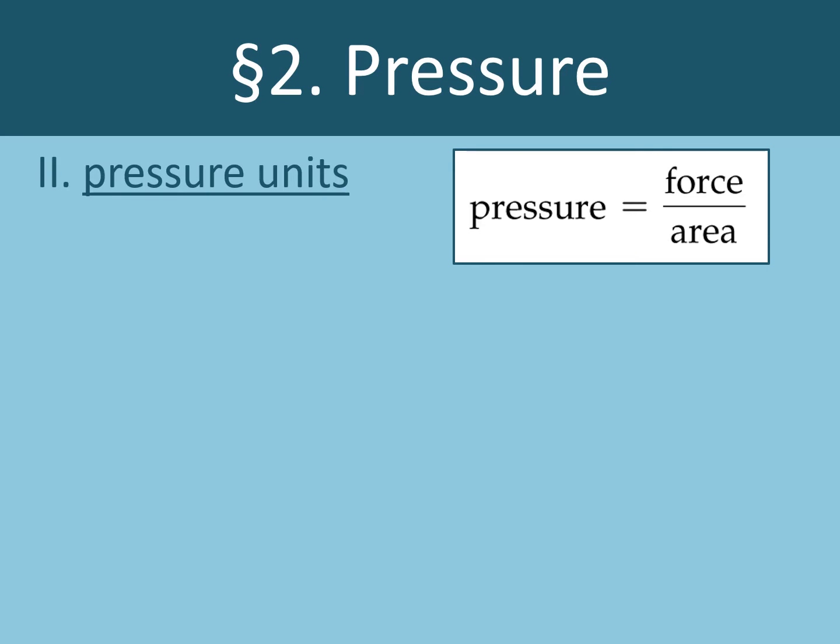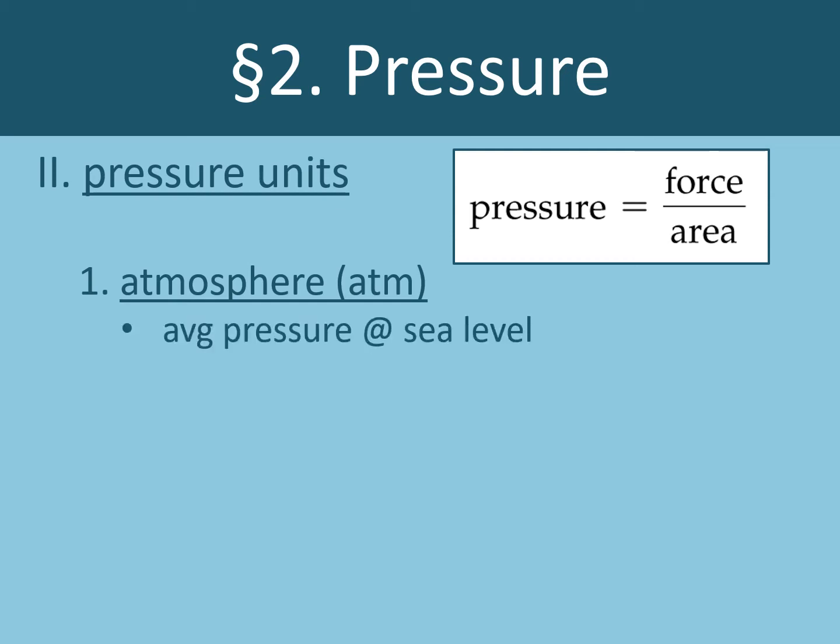There are several units of measure that are commonly used for pressure. First is the atmosphere, or atm. As its name suggests, it's the average atmospheric pressure of the Earth at sea level.